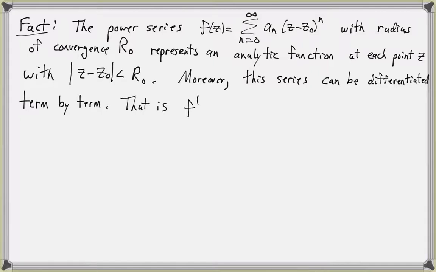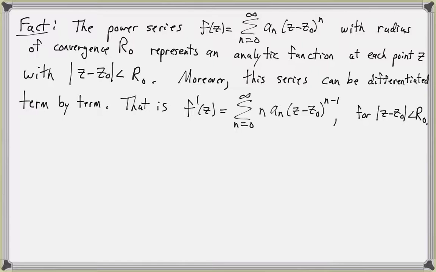So that is, the derivative of f will be equal to the sum n equals 0 to infinity, and the derivative with respect to z would be n times the coefficient a sub n times z minus z0 to the n minus 1 power. This again allows us to generate power series representations for derivatives of expressions we already know. Let's look at an example.